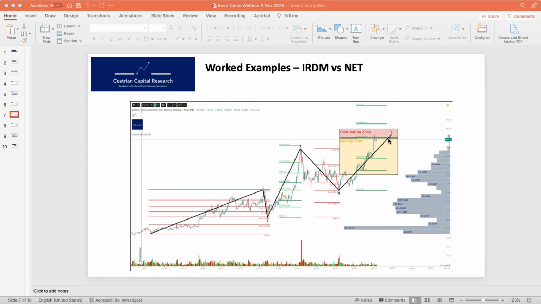So look at the timing of this. This is really important. This went into markup through 2022, and as 22 came to an end, it moved into distribution. So let's say you held this stock through 22, and at the end of 22, early 23, you said, right, I'm selling. I'm taking my capital out of here, and I'm putting it back in the bank. So you've gone through a full accumulate, markup, distribution cycle. Next.